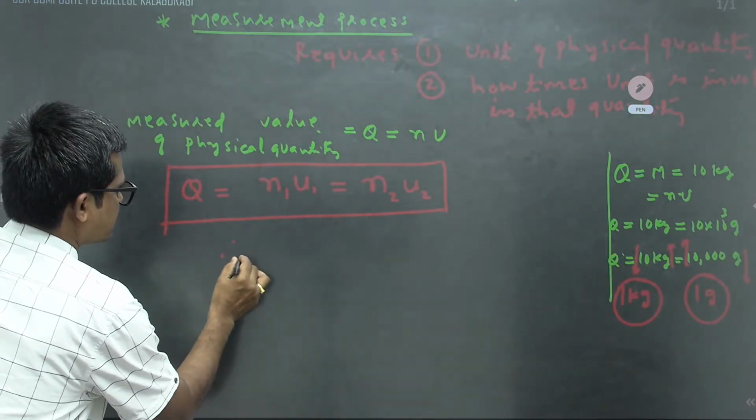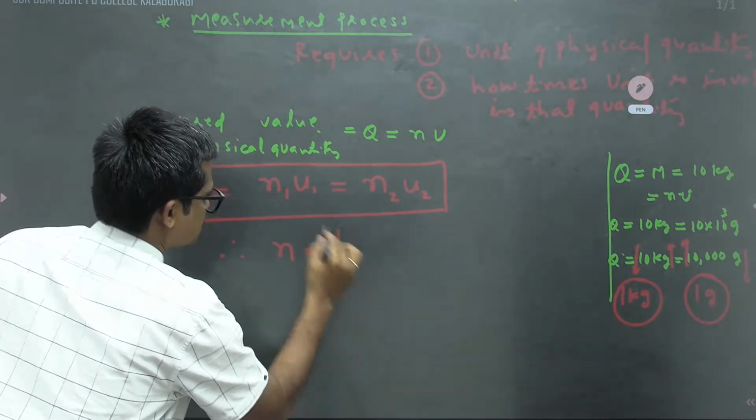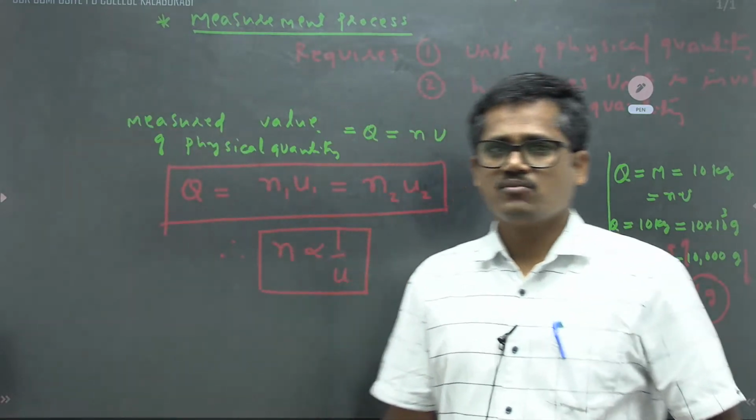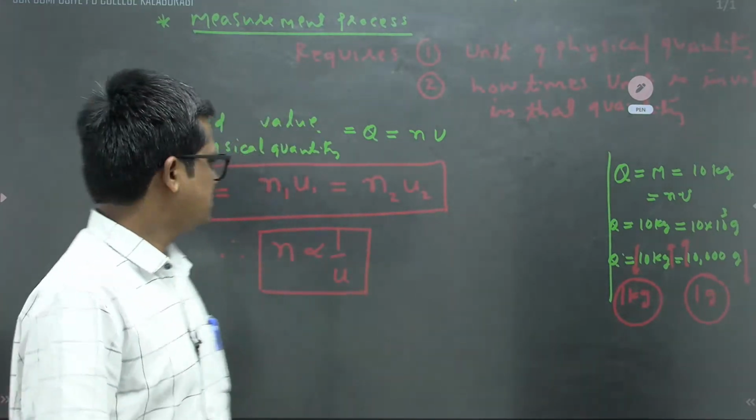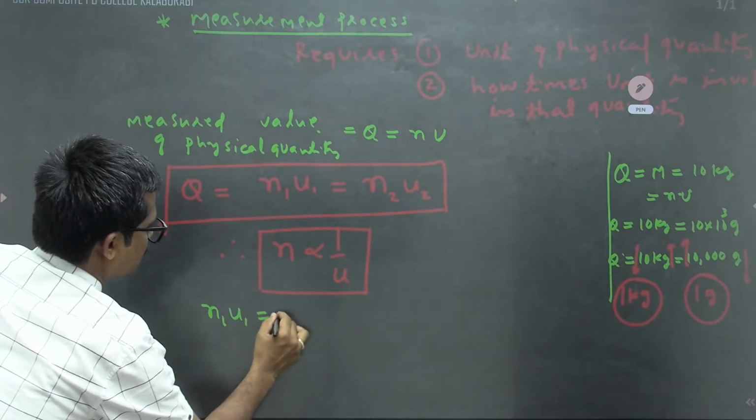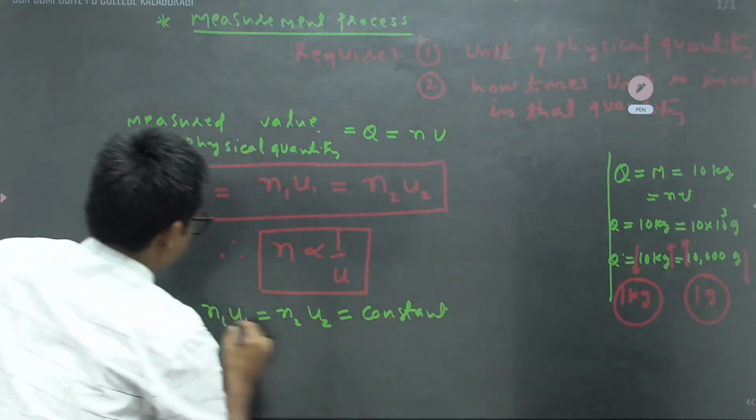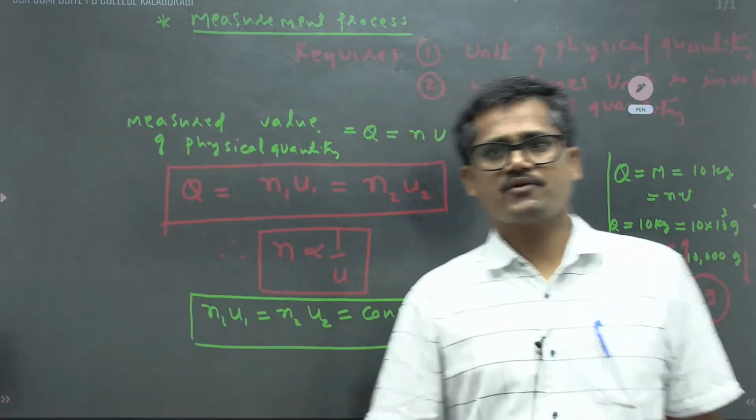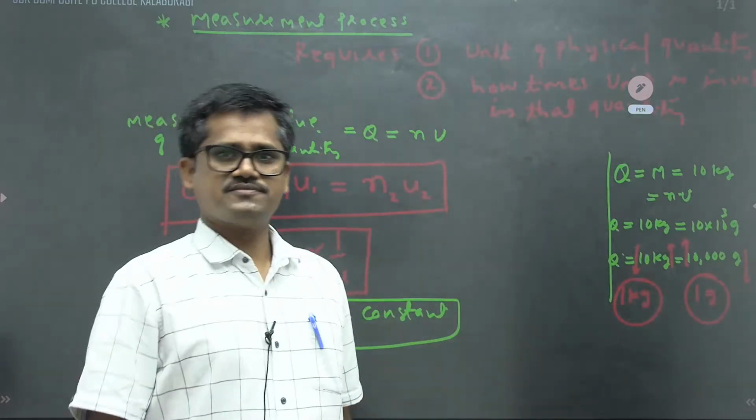Therefore, I could write that the number associated with any measured physical quantity is inversely proportional to the size of the unit. The bigger the size of the unit, the less the number associated with the measured value. With this, n1 u1 equals n2 u2, always a constant, because you are talking about the measured value of one particular physical quantity. This you need to remember, right? So this is regarding the very basics of measurement.